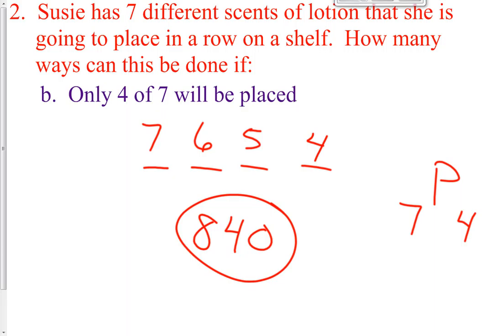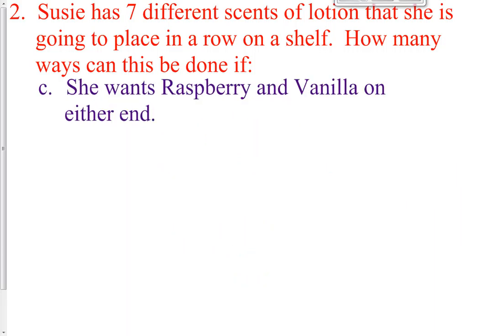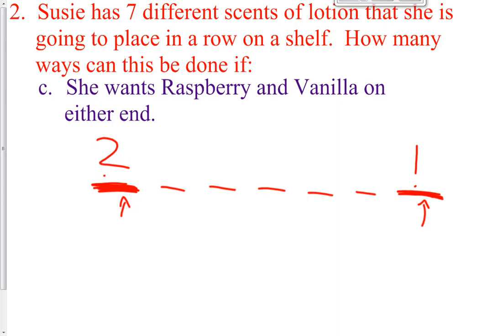Letter C. She wants raspberry and vanilla on either end. So there are 7 different lotions. How many possibilities can go in this spot right there? She wants raspberry or vanilla right there. So there are 2 different possibilities. Now in this spot is the other end. If there's 2 possibilities for this spot, how many possibilities are there for this spot? Just one. If she puts raspberry here, then she has to put vanilla here. So one has 2 possibilities, the other has 1 possibility.